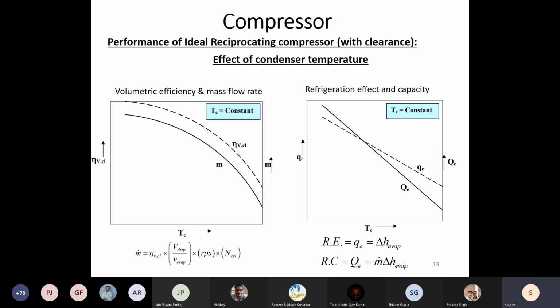So all the discussions till now were restricted to a constant condensing temperature, but variable evaporator temperature. Now let's move to the second case where we will maintain the same evaporator temperature, but change the condensing temperature.